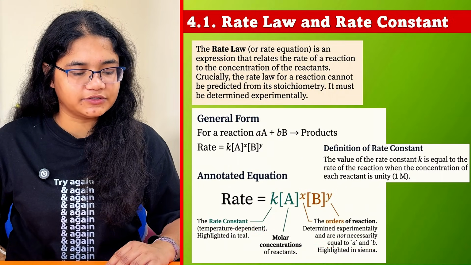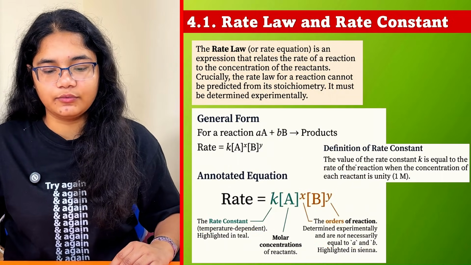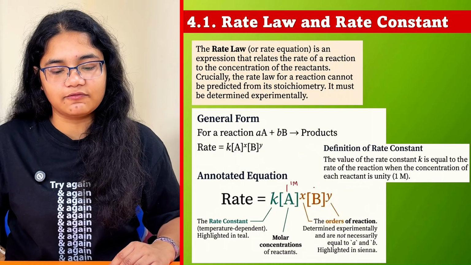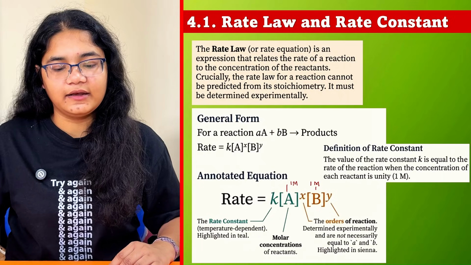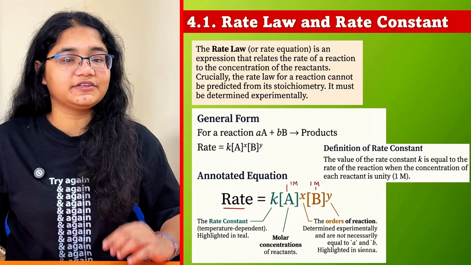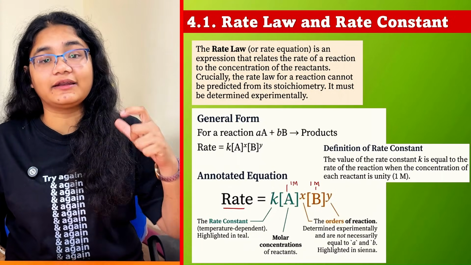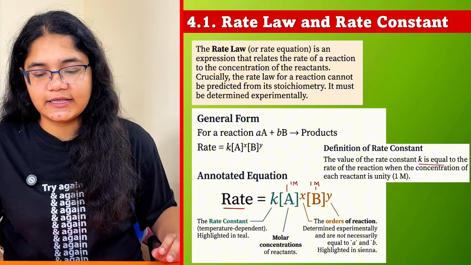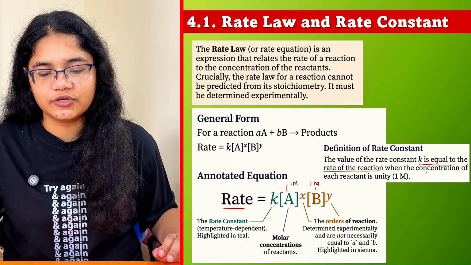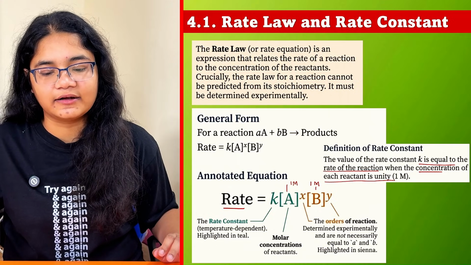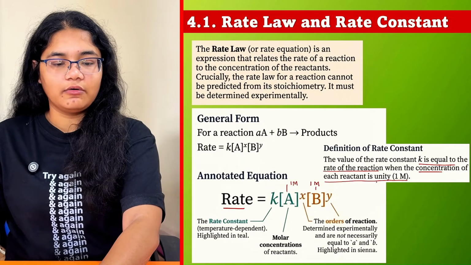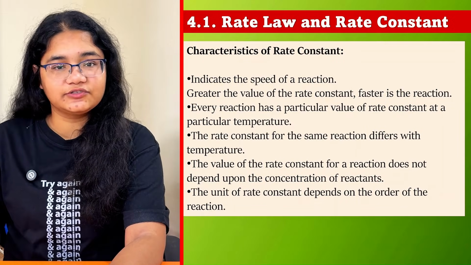Okay, fine. Now let's define what is rate constant. See, what will be equal to rate constant if these concentrations are 1 molar? When all the concentrations are taken as 1 molar, whatever rate we get, that is called the rate constant. So the value of rate constant K is equal to the rate of the reaction when the concentration of each reactant is unity or 1 molar.